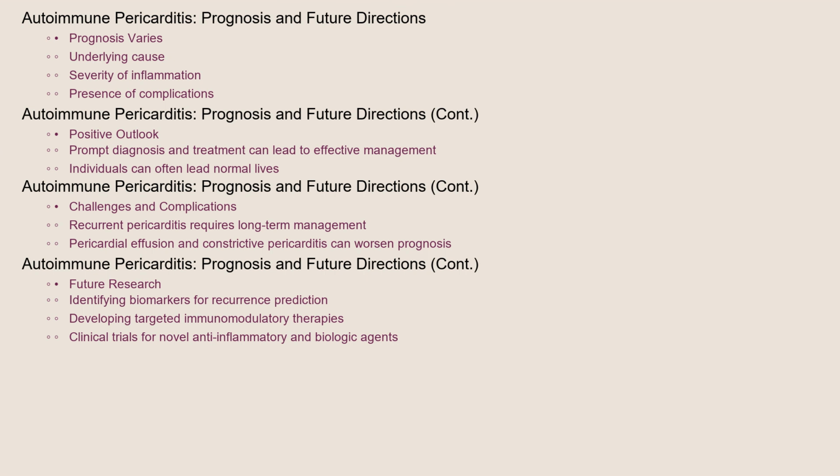Recent research focuses on identifying specific biomarkers to predict the risk of recurrence and developing targeted therapies to modulate the immune response more effectively. Clinical trials are also exploring the potential of novel anti-inflammatory agents and biologic therapies to improve outcomes in autoimmune pericarditis. As research continues, we hope to gain a better understanding of this condition and develop more effective treatment strategies in the future.